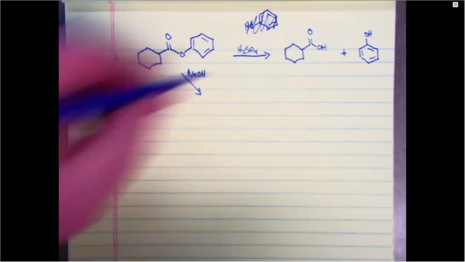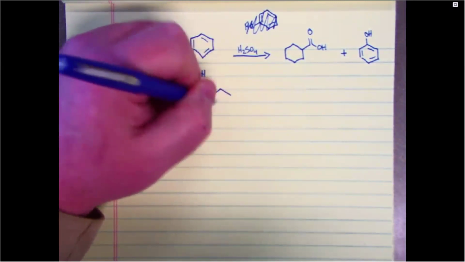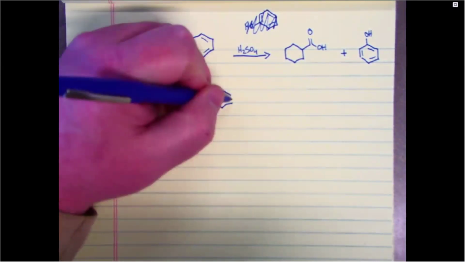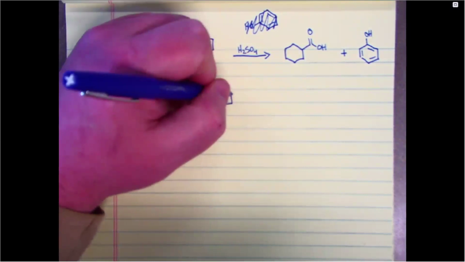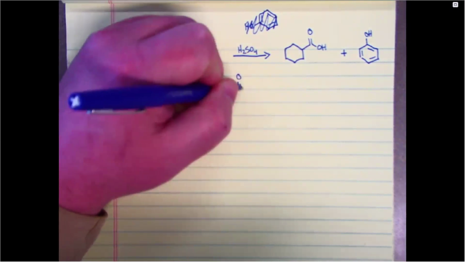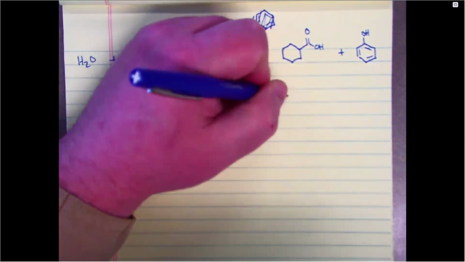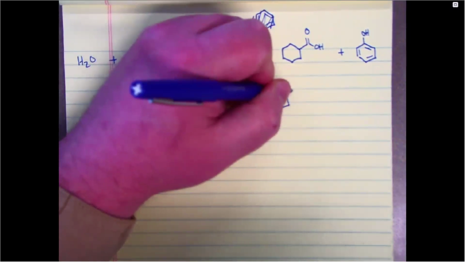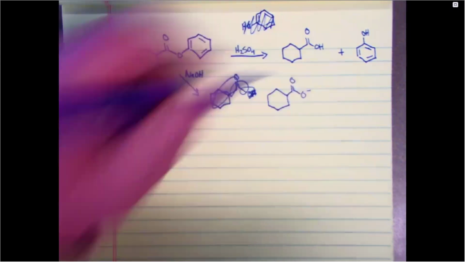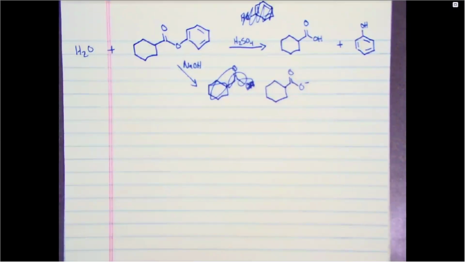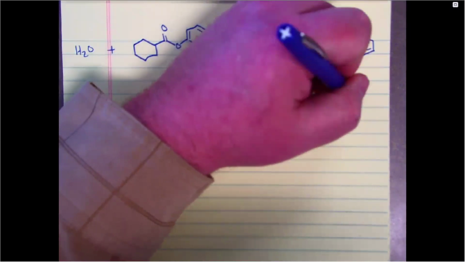Now, in basic conditions, carboxylic acids, God, I just drew it wrong, right as I was saying what it did. In basic conditions, carboxylic acids lose their H+. And we still get our alcohol back.